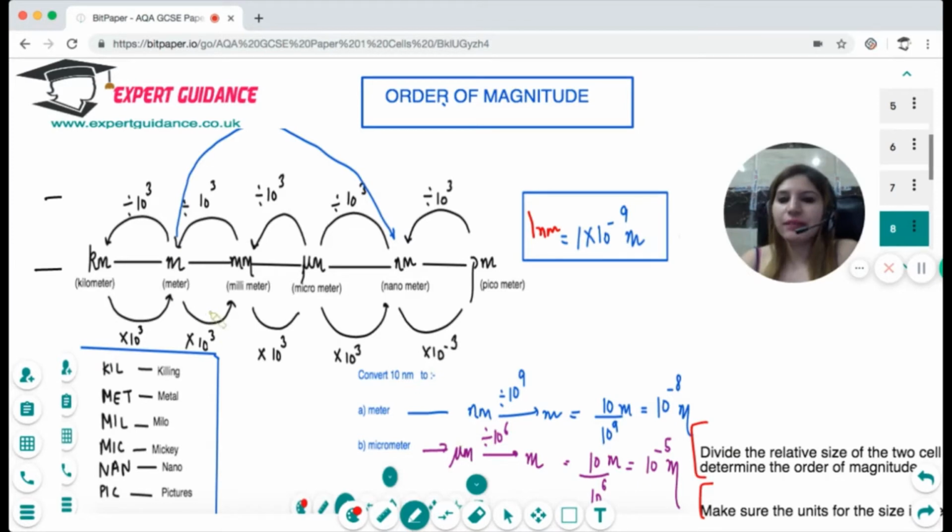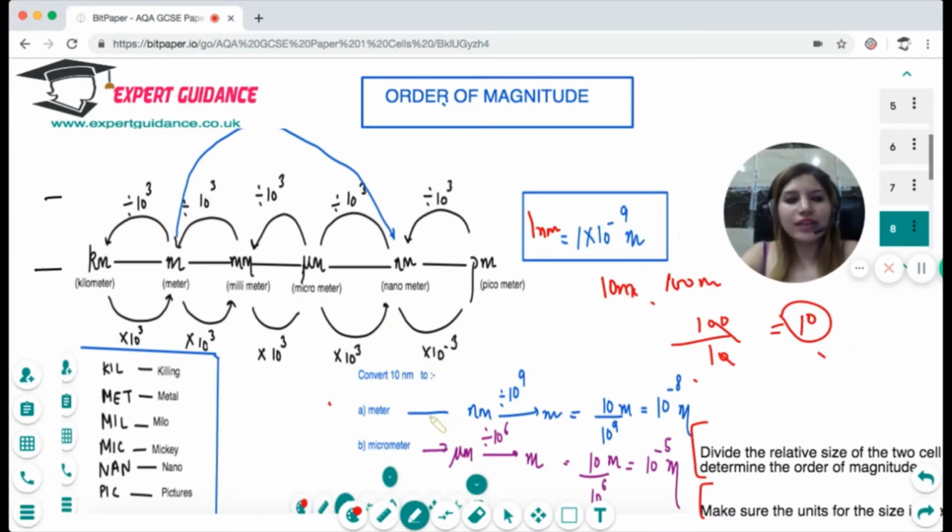So for example, if one cell is, let's say, 10 meters, and the other cell is, let's say, 100 meters, right? So you divide the two sizes, so you will get the answer as 10. So it means that one cell is in the order of magnitude 10 more than the other. Okay, so for that, it is very important the units are the same. So in the exam, they can give you one in meters, another in nanometers, one in micrometers, another in millimeters. So you should remember this conversion.